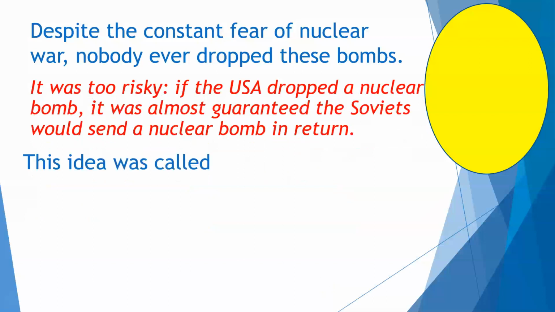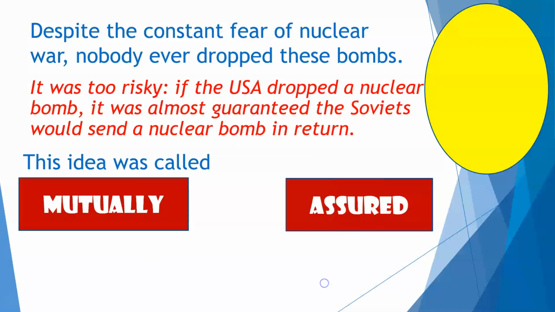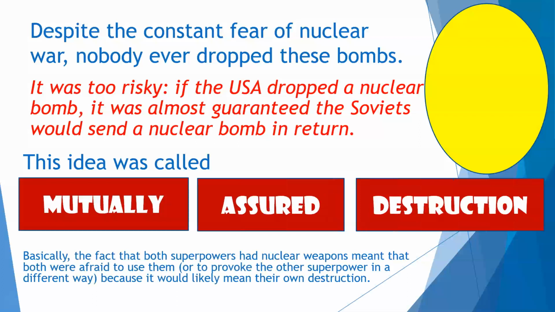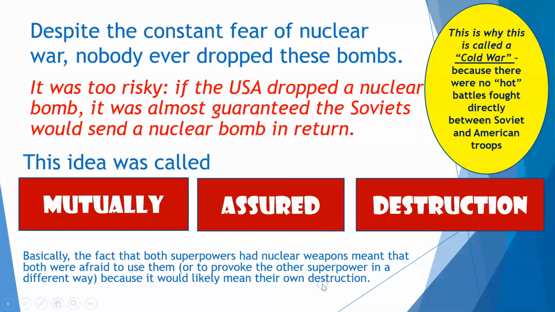This idea was powerful. It was called mutually assured destruction. Basically, the fact that both superpowers had nuclear weapons meant that they were both afraid to use them or to provoke the other superpower in a different way because it would likely mean their own destruction. And this is actually why this is called the Cold War, because there were no hot battles fought directly between the Soviet and American troops.